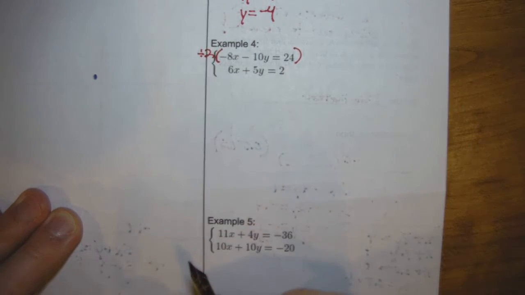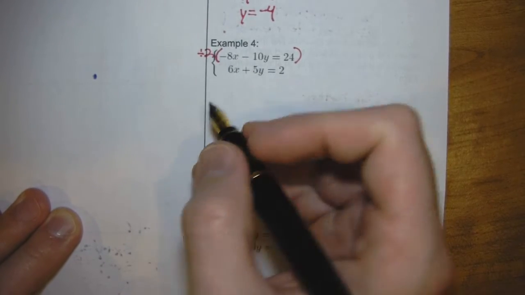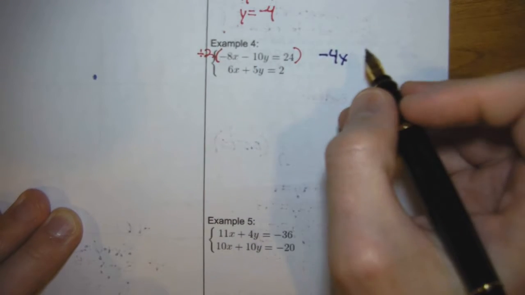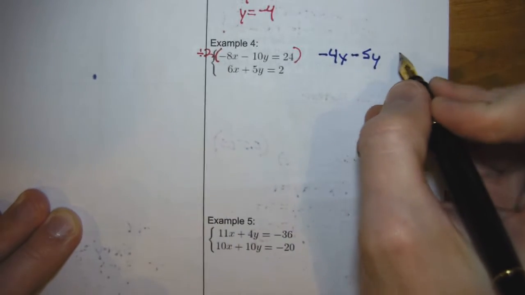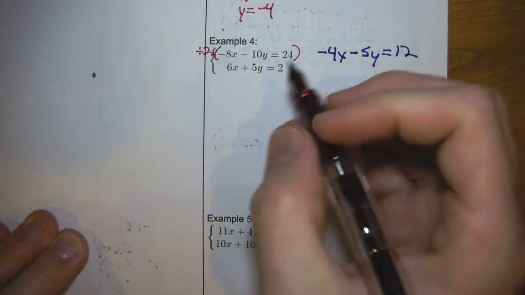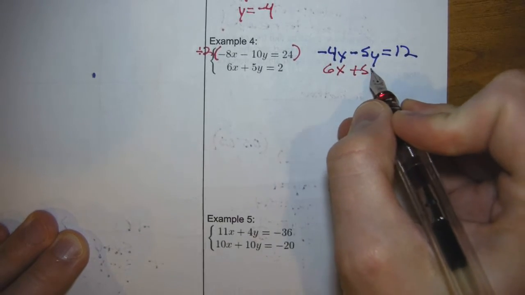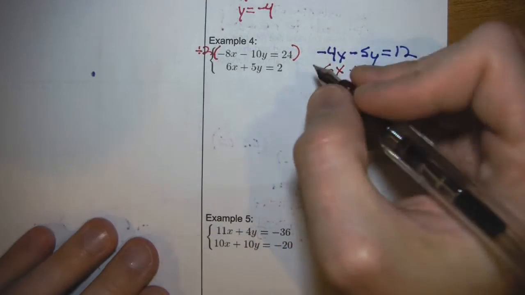So let's rewrite that top equation. Negative 8 divided by 2 is negative 4. Negative 10 divided by 2 is negative 5. And then 24 divided by 2 is 12. All right, cool, so there's that top equation. All right, let's just rewrite that second equation. So in this case, the 6x, the 5y, and the 2 just stay put, nothing changes. And let's add them together.